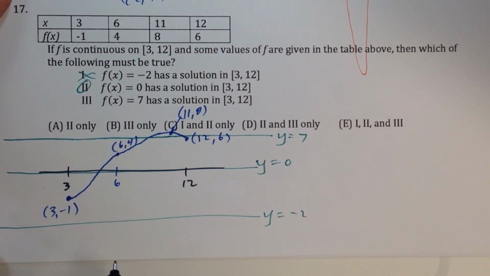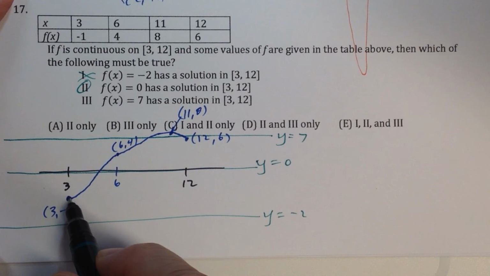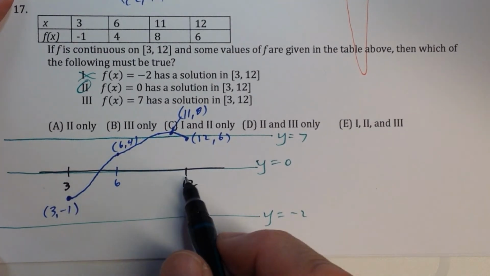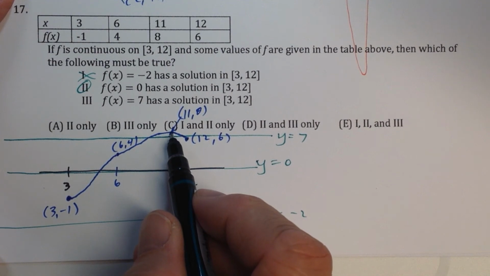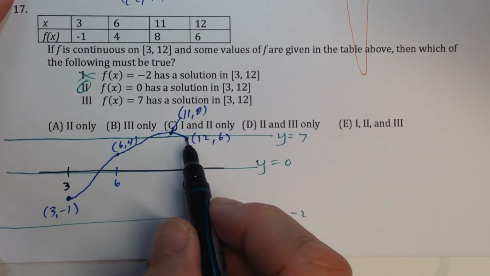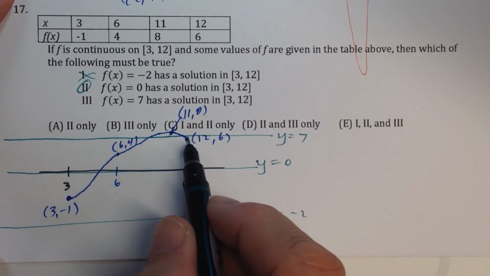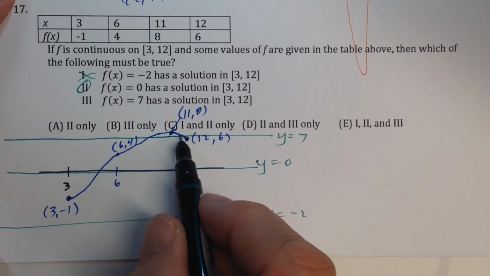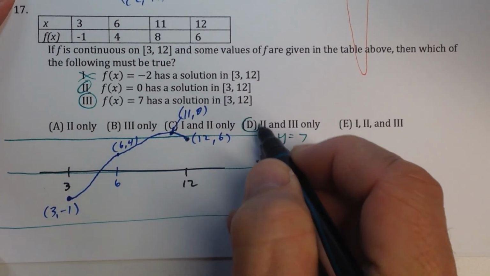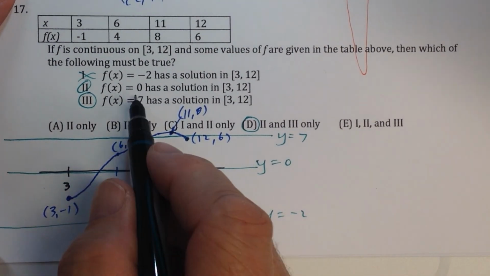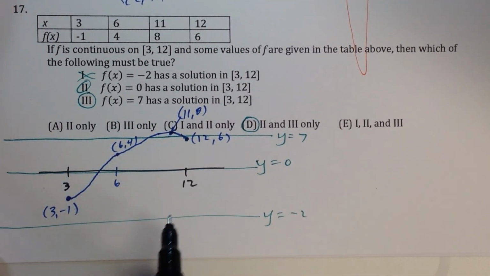So hopefully you can see that even though f of 3 was negative 1 and f of 12 was 6, it told us f of 11 was 8. Because of the second part of that intermediate value theorem, we know that you had to get from 8 to 6. To get from 8 to 6 continuously, you have to go through 7. So yes, 2 and 3 would both work. For sure you're going to have f of x equaling 7 somewhere in there.